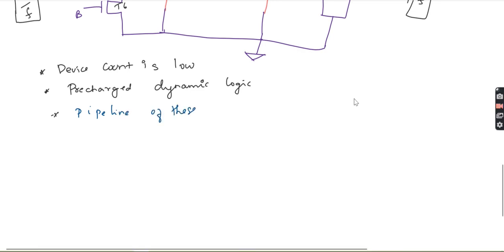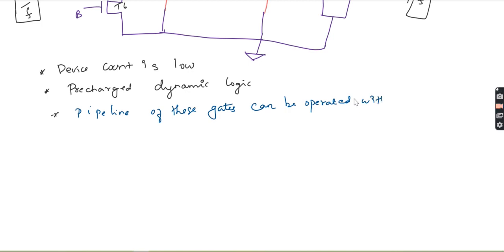Pipeline of these gates can be operated with a four-phase clock. Four-phase clock is a relatively simple requirement compared to some other suggestions.